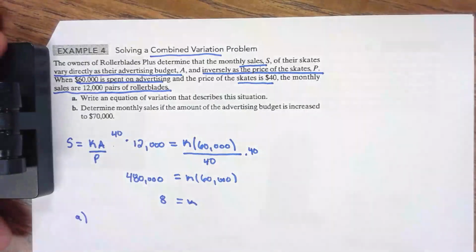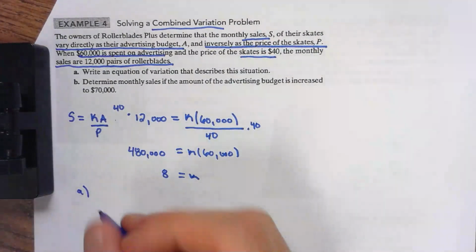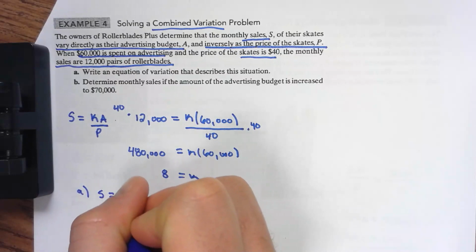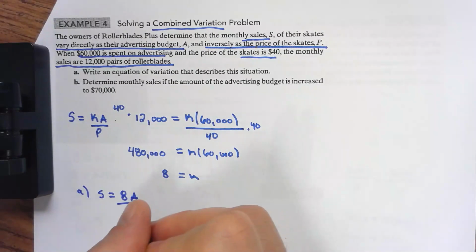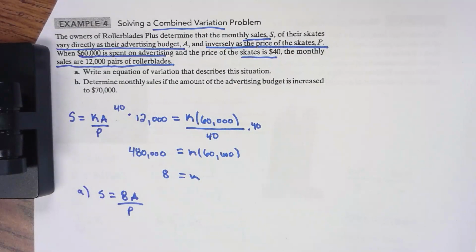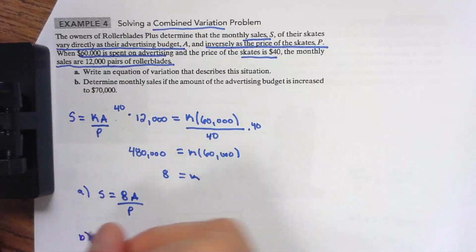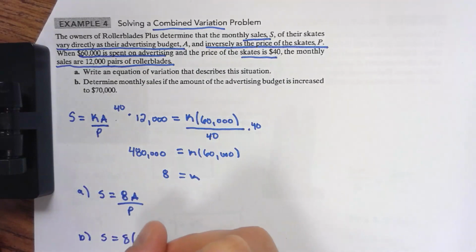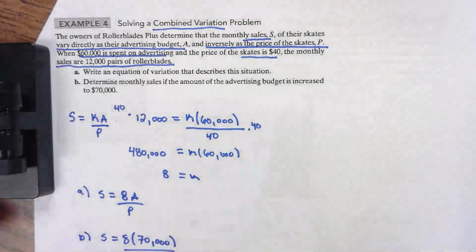So part A says to write our equation of variation, so that the sales is equal to 8 times the advertising budget A divided by the price of skates P. And then determine the monthly sales if the amount of the advertising budget is increased to 70,000. We would then assume that the price of the skates is going to stay the same. Okay, so in part B here, we're going to solve for the monthly sales S by doing 8 times the advertising budget of 70,000 divided by the price of skates, which is still at 40.